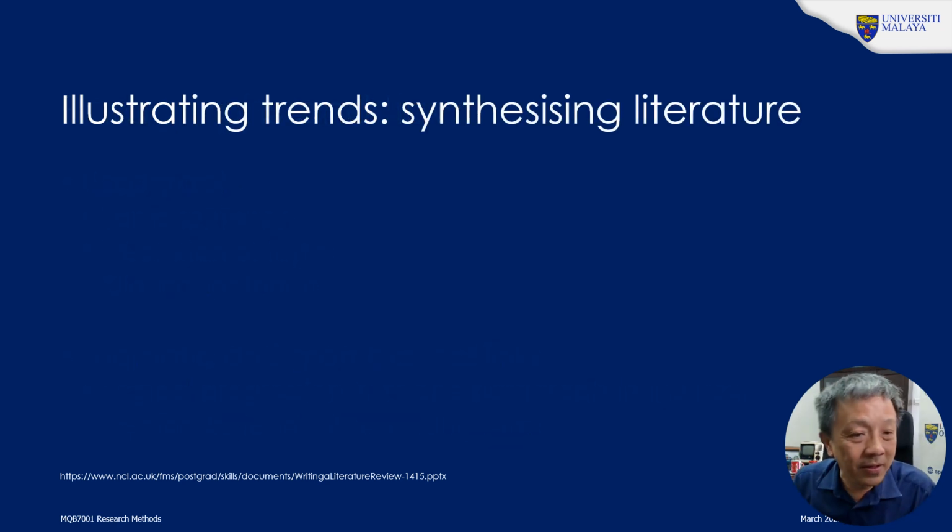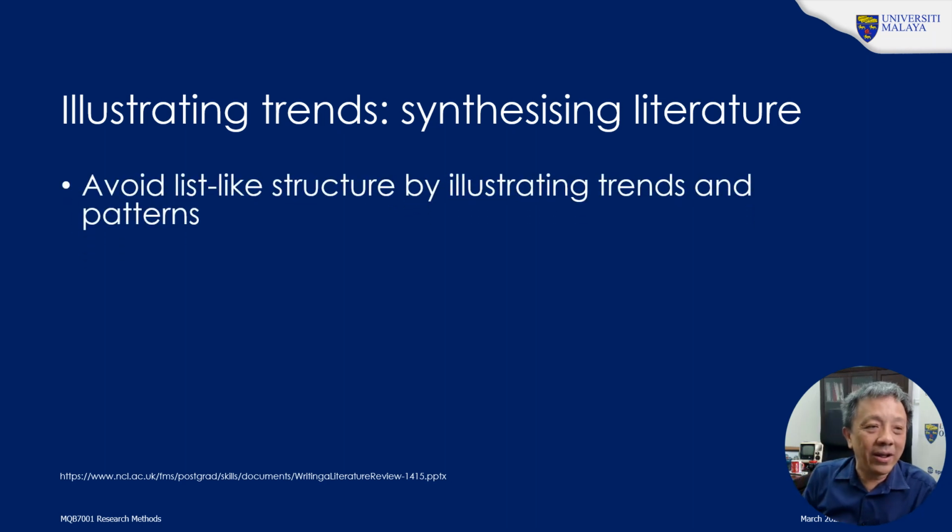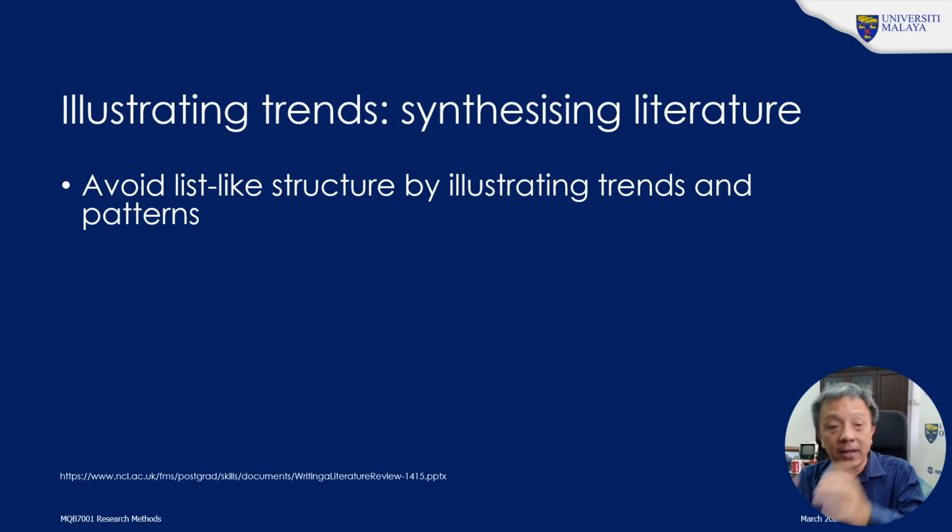Elastic trends, synthesizing literature. Avoid list-like structure by illustrating trends and patterns. It is not about saying researcher A says this, B says that, C says differently. That is not what is important. It's about looking at trends and patterns, and how they have evolved over time, maybe in different countries, different areas, among different populations, among different ethnic groups. It's important for you to understand that things can be different depending on how they are applied over different areas.